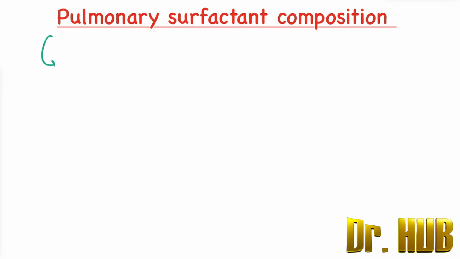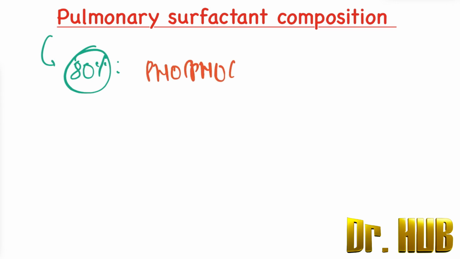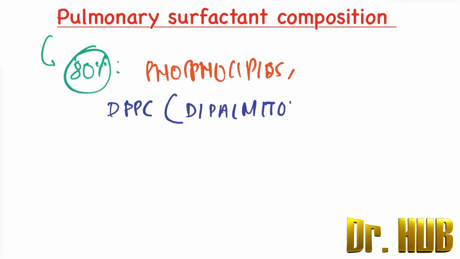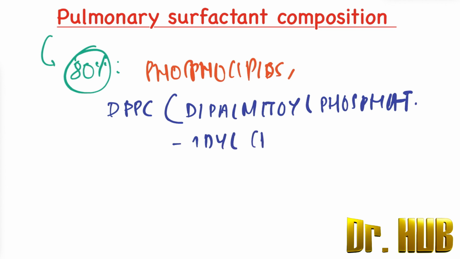So, the majority, say about 80% of it, is made up of phospholipids, mainly the DPPC. DPPC stands for dipalmitoyl phosphatidylcholine. This is DPPC, and it amounts to about 70 to 80%.